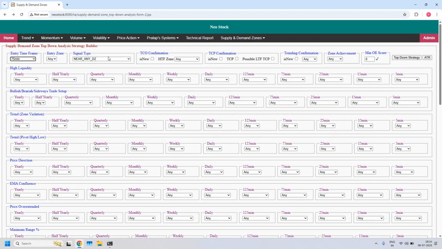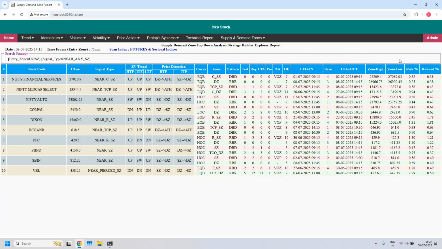Next, 75 minutes time frame, stocks near to the 75 minutes supply zone. We got 10 stocks. Let us identify 75 minutes high liquidity supply zones from this list. FinNifty, Nifty Financial Services, and Nifty Mid Cap Select. Both are listed in F&O. Both are high liquidity zones, 75 minutes high liquidity supply zones. This is also having a high liquidity demand zone. Either side you may get trade opportunities, because the distance is very small.